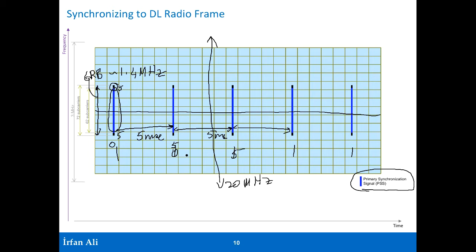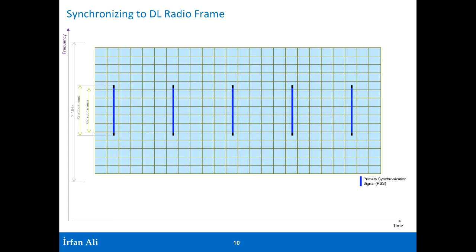So how does the mobile find out which is the radio frame structure, where is the 10 millisecond boundary? Is this the 10 millisecond boundary, or in fact the 10 millisecond boundary is this one? In order to help the mobile to figure out the 10 millisecond boundary, there is the secondary synchronization signal, the SSS, and that is transmitted right in the previous OFDM symbol compared to the primary synchronization signal.